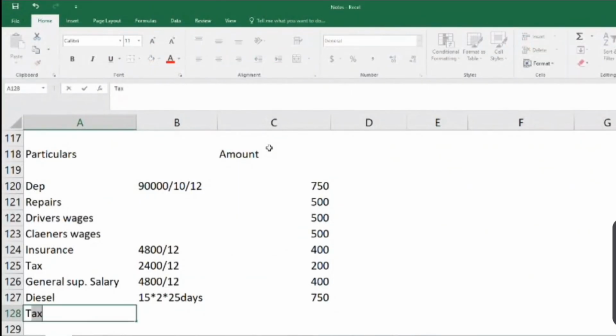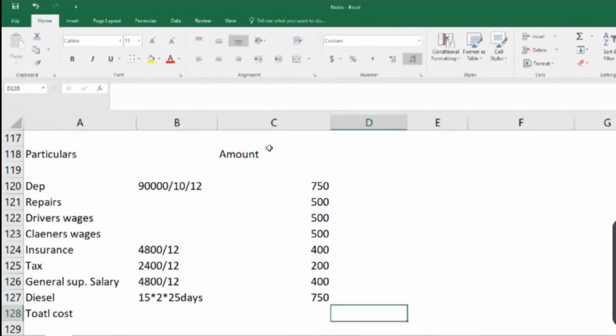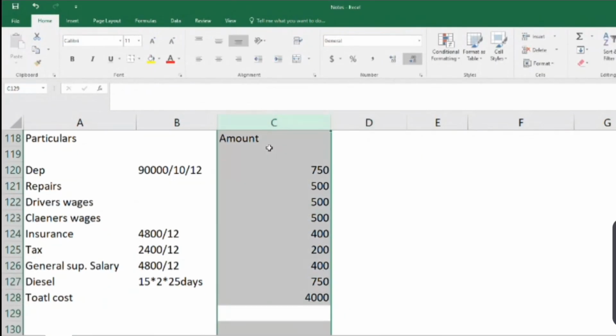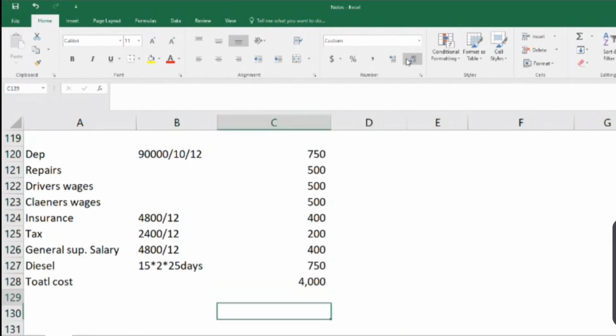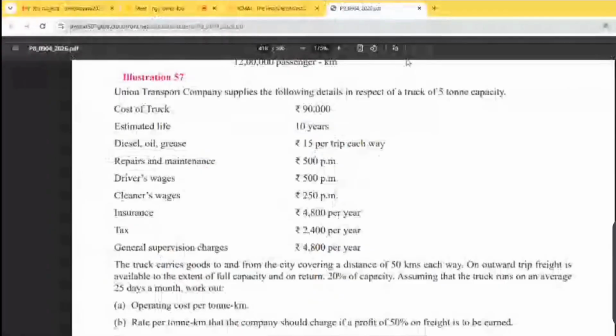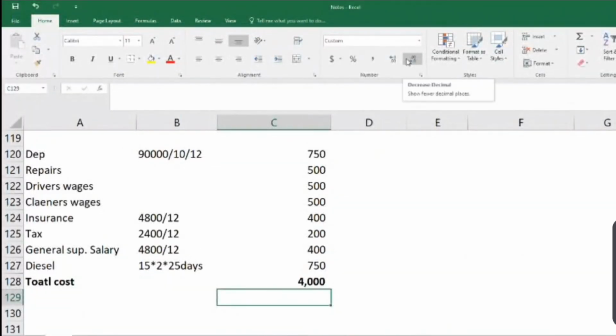Okay, so total cost is the sum of all. Sum of all is your total cost. Then they are telling profit should be 15 or 20 percentage. So profit will be 50 percentage.